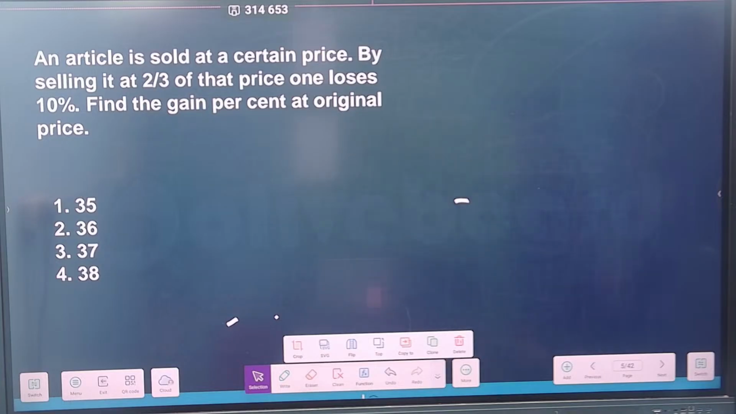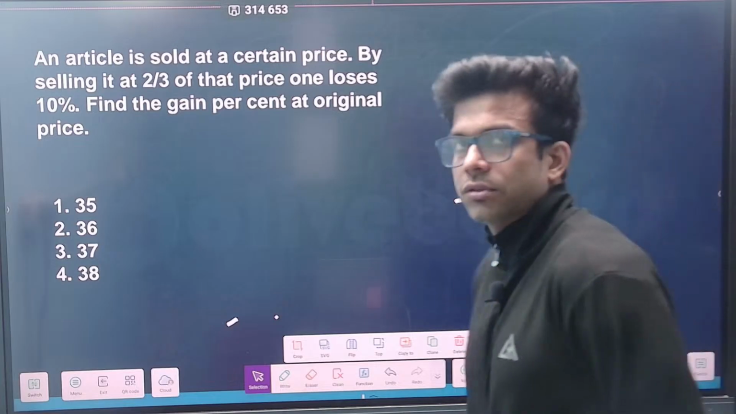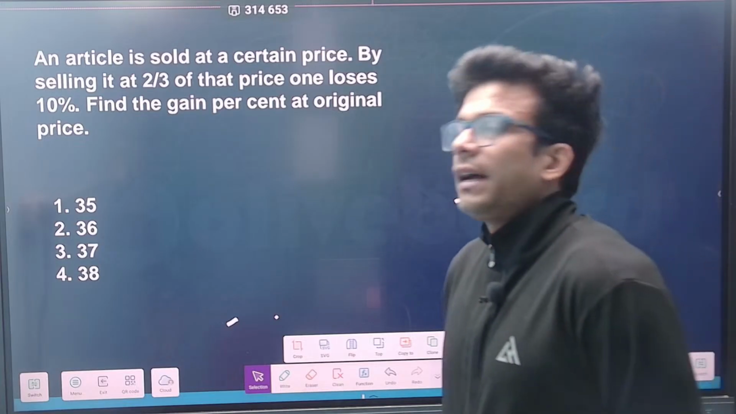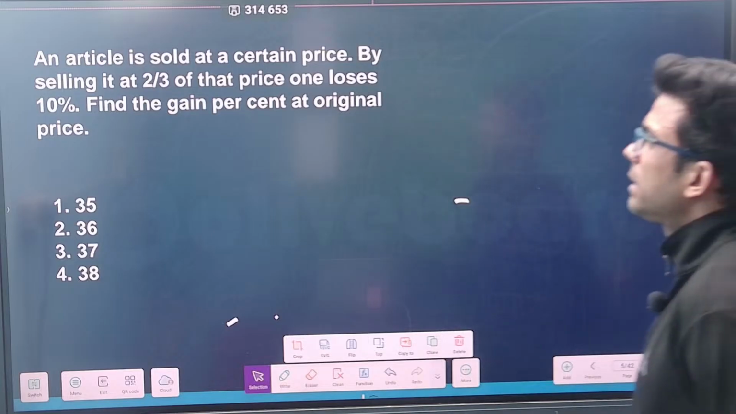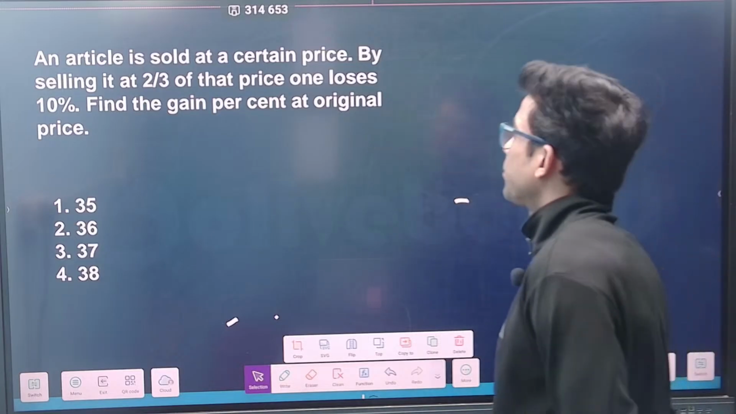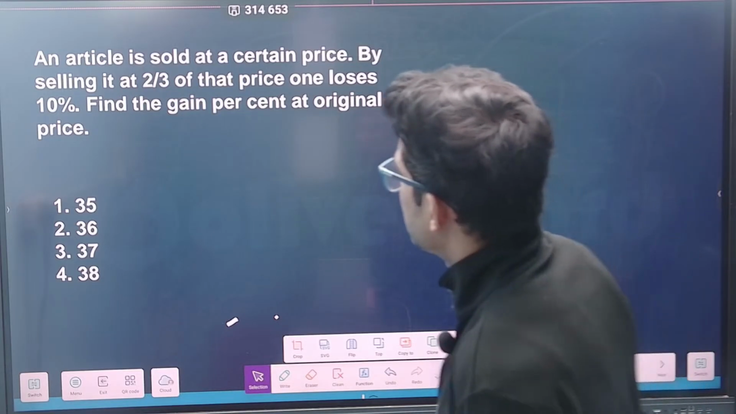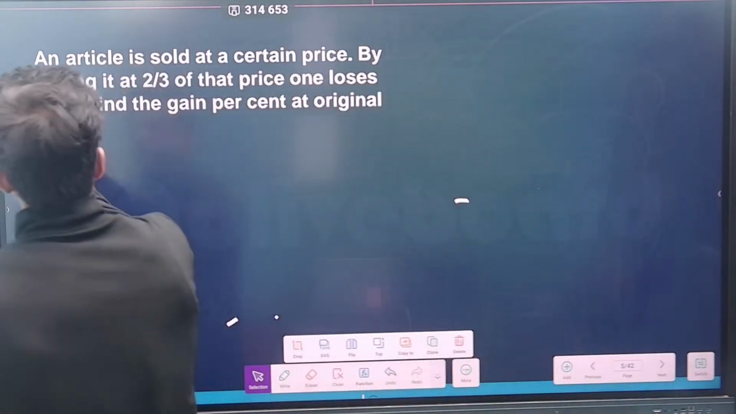Let me check now. So basically, how can we start? Let us learn. As I said, an article is sold at a certain price. By selling it at 2 by 3 of that price, one loses 10%. So the first point is that there's a language play.